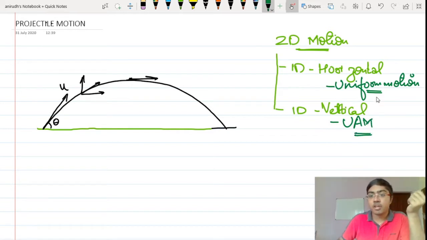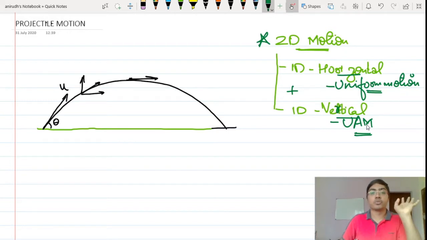So this is how we can formally define this. A projectile motion is a two-dimensional motion. Two-dimensional motion means two one-dimensional motions together, one-dimensional plus one-dimensional. So one along the horizontal, one along the vertical. The horizontal motion is uniform motion and the vertical motion is uniformly accelerated motion.